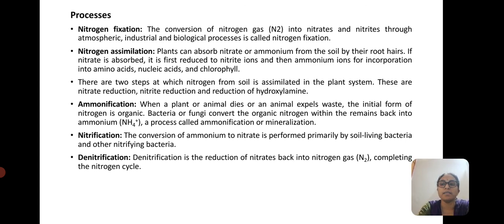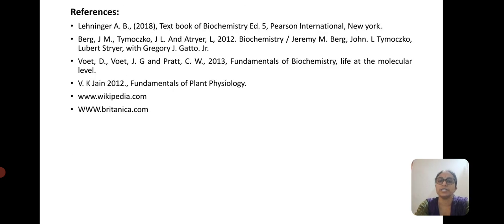The processes involved in the nitrogen cycle are nitrogen fixation, nitrogen assimilation, ammonification, nitrification and denitrification. And these are the common references you can go through for all these steps, that is for the enzyme chapter and also the nitrogen metabolism chapter. So this is the quick revision of these two major chapters of unit 1 of paper 8, plant physiology.